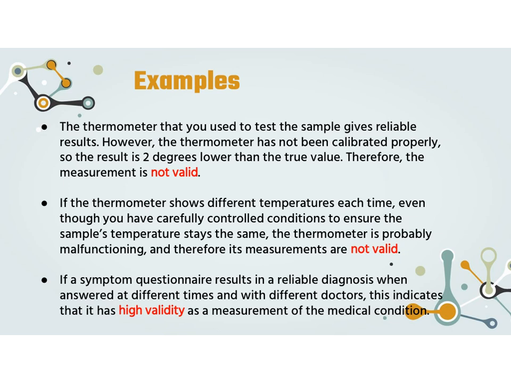You may face, for example, a given thermometer that shows different temperatures each time, even though you have carefully controlled conditions to ensure the sample's temperature stays the same. The thermometer is probably malfunctioning and therefore its measurements are not valid also. Another example also: if a symptom questionnaire results in a reliable diagnosis when answered at different times and with different doctors, this indicates that it has high validity as a measurement of a medical condition.